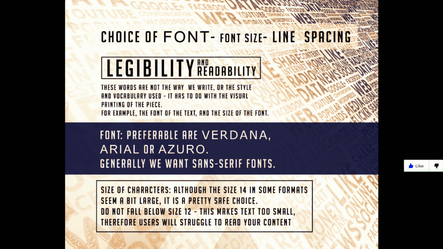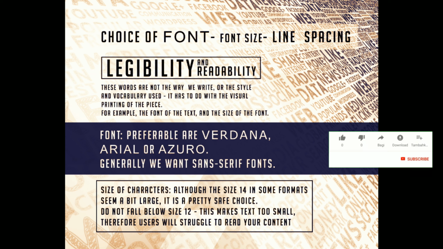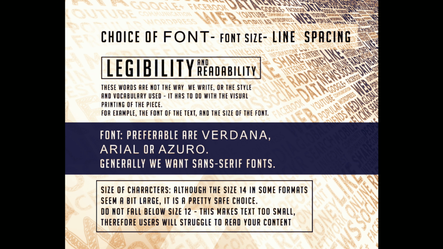What can we do so that the articles of our blog are as easy to read as possible and appear pleasantly to the reader? Although the sector of legibility and readability is in itself a whole chapter in the art of typography, we can still deal with some basic things, such as font. Preferable are Verdana, Arial, or Azzurro. Generally, we want sans serif fonts.